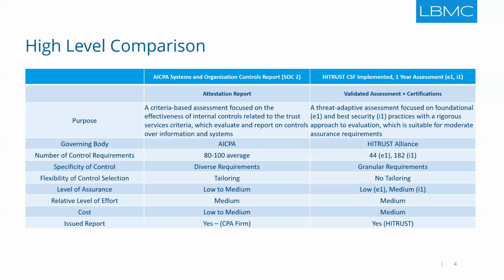The argument against HITRUST E1 or I1 is the lack of flexibility of the control requirements for the assessed organization. Also, assessed organizations have to partner directly with the external assessor and HITRUST, which may lead to higher relative costs.